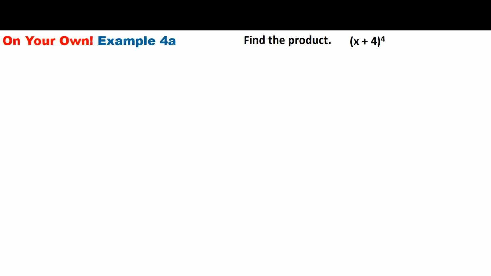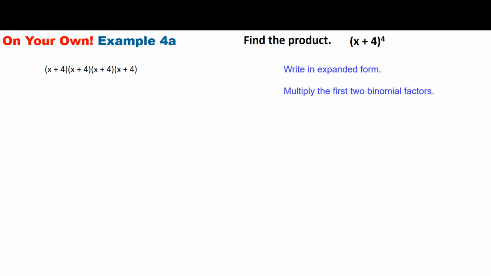Okay, hope you didn't have very much problem with this one. The first thing we want to do is just go ahead and expand it all out. So that just means x plus 4 times x plus 4 times x plus 4 times x plus 4. Once we've done that, we want to multiply, and I wrote the first two, but I actually multiplied the last two binomials together. So when I distribute, x squared plus 4x plus 4x plus 16 gives me x squared plus 8x plus 16.